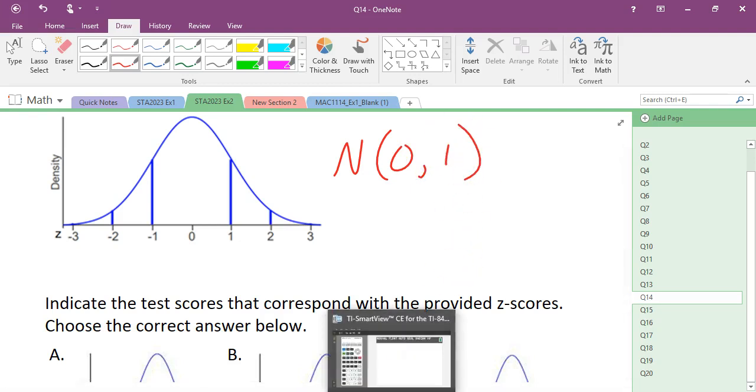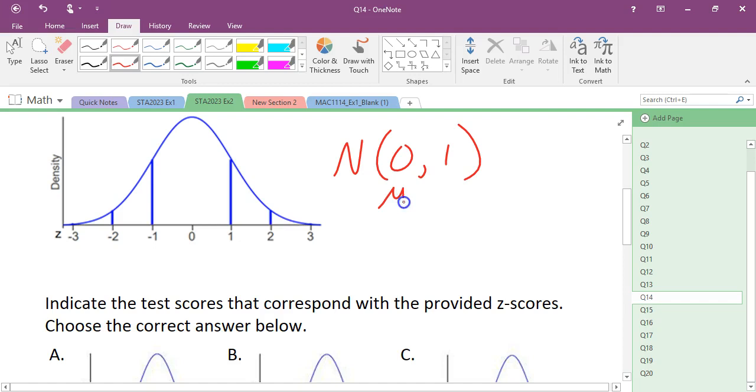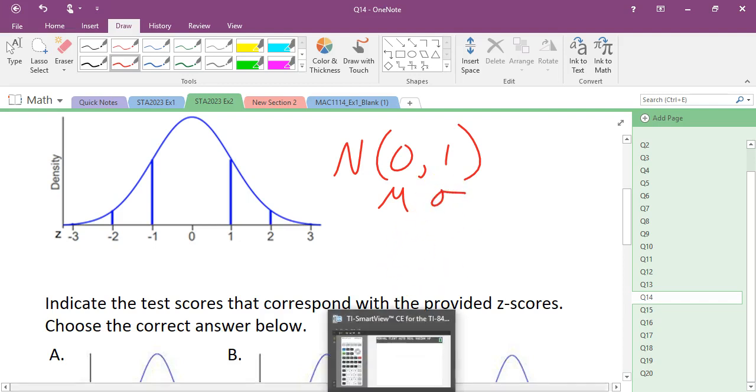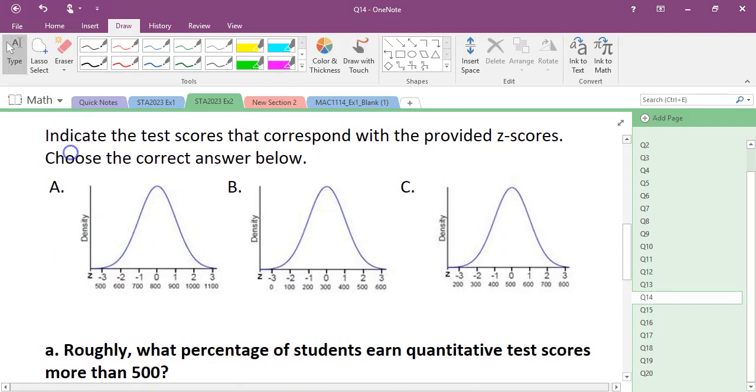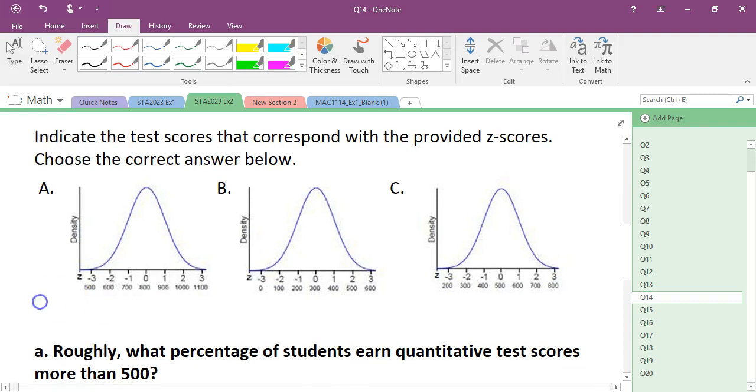Okay, remember that this first number, 0, represents who? The mean, which you will see sometimes called mu. And then the second guy, the 1, represents who? Standard deviation. So that's the normal curve notation. But now they want us to modify it so that it fits our scores.